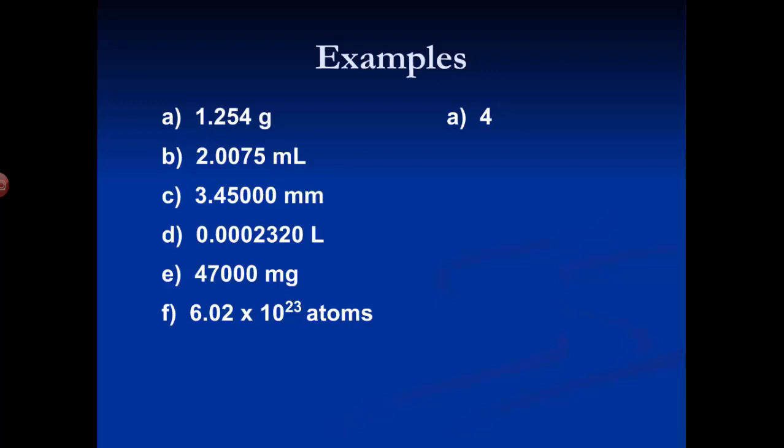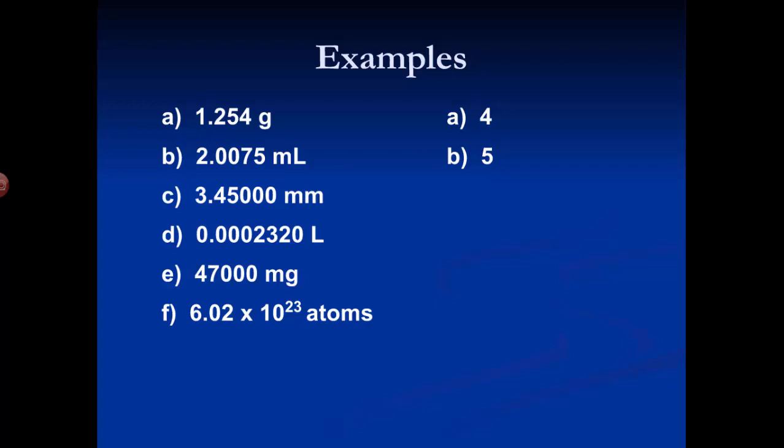What about the next one? 2.0075. Well, I know according to rule 1 that the 2, the 7, and the 5 are significant. But what about the zeros? Well, where are they? They're between non-zero digits, so they're also significant. That means that there are 5 in that number. What about C?